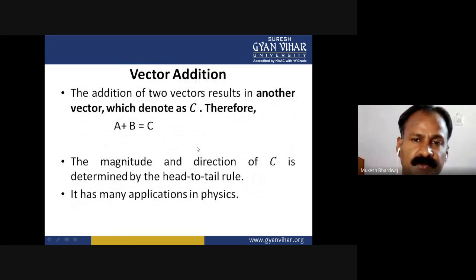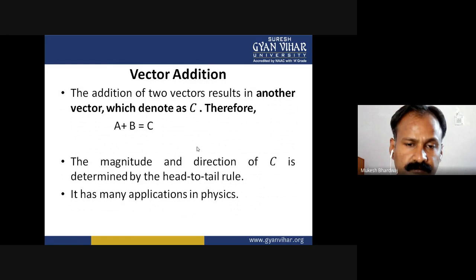Vector addition: addition of two vectors results in another vector, which we denote as C. Therefore, A plus B equals C. The magnitude and direction of C is determined by the head to tail rule, or Fleming's left hand rule and right hand rule. It has many applications in physics.